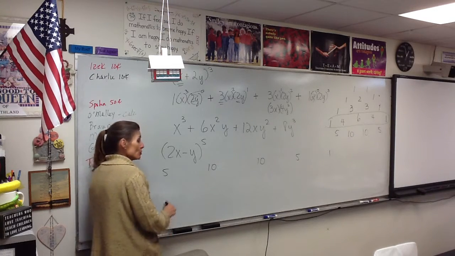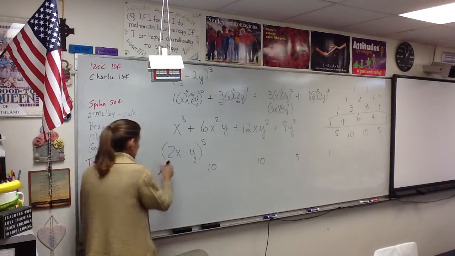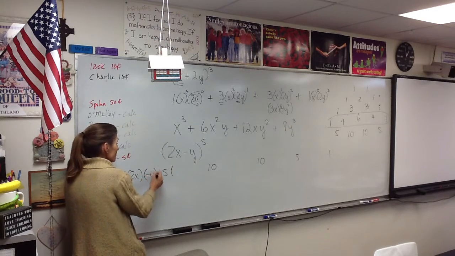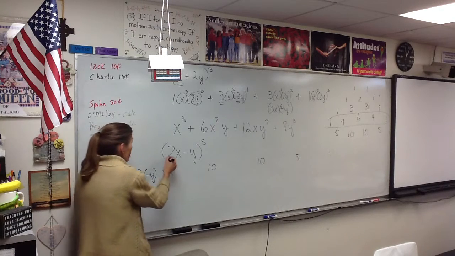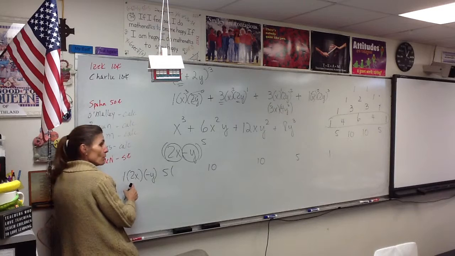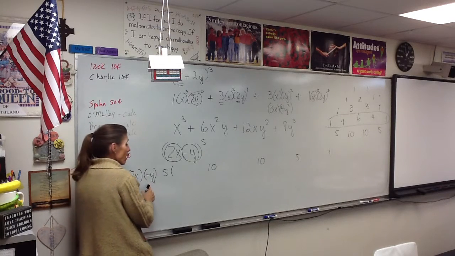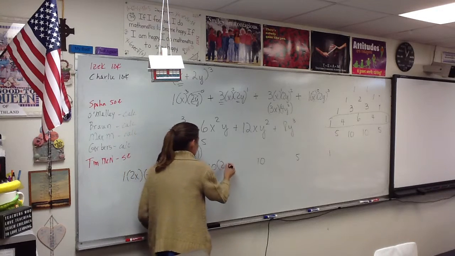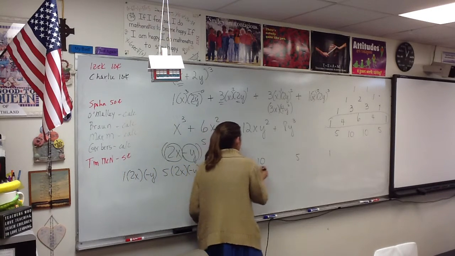And then next to each of these numbers, I'm going to put a 2x and a negative y. Those are the 2 parts of the problem, kids. It's a 2x and a negative y. So do you still add in between them? Yep.